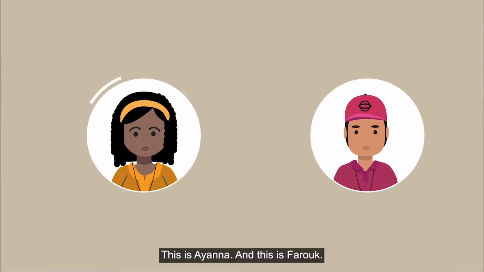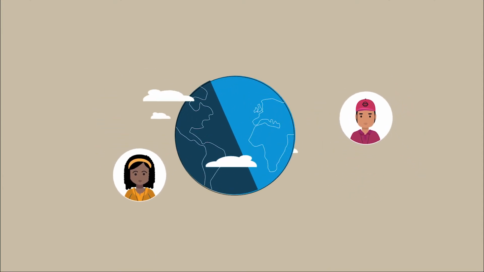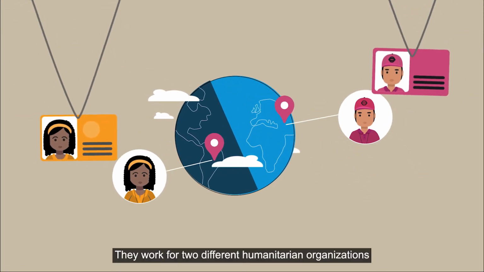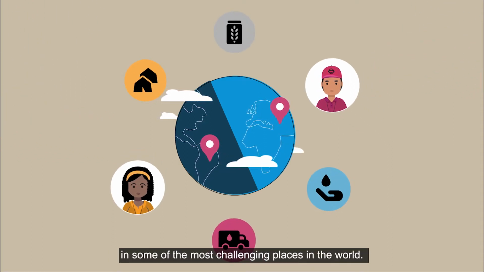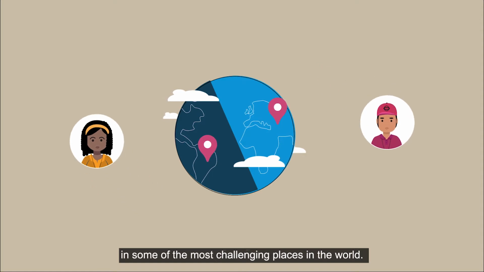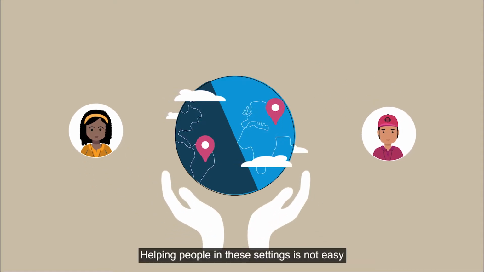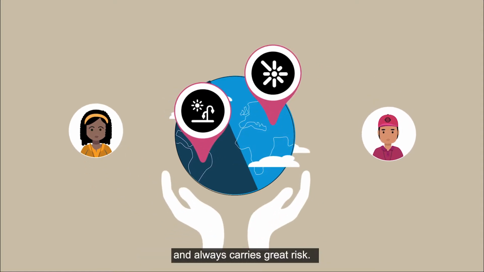This is Ayana, and this is Farooq. They work for two different humanitarian organizations that provide life-saving aid to communities in some of the most challenging places in the world. Helping people in these settings is not easy and always carries great risk.